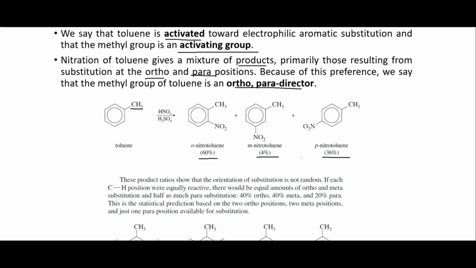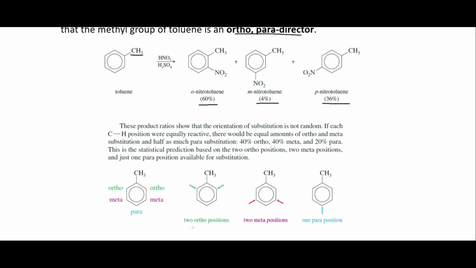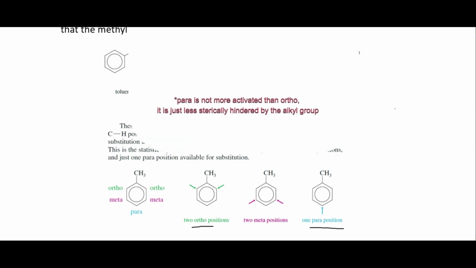But this is a little bit deceiving because there are 2 ortho positions and only 1 para position. So each ortho position is actually only getting 30%, where the para is getting 36%. And so the para is actually going to be even more activated, while the ortho tends to be slightly less activated. But because there are two of them, then we end up with more of the ortho in this case.